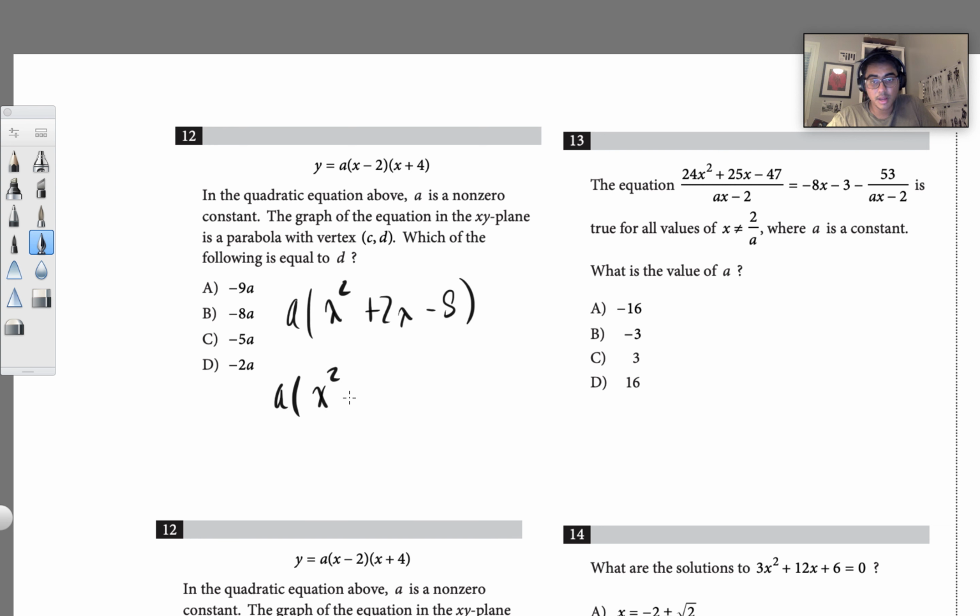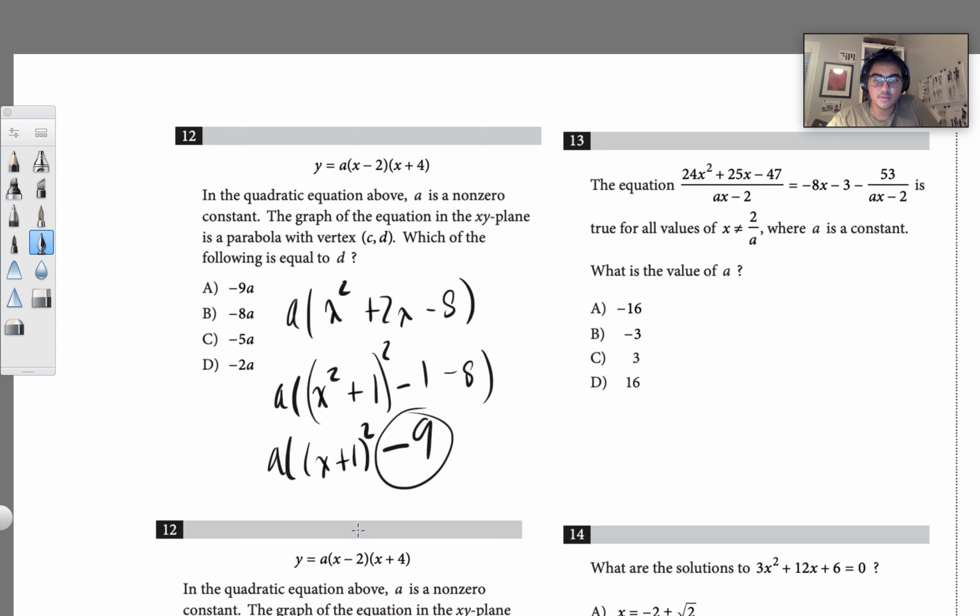So it'll be x squared plus 2x, then plus 1, which is half of b squared, since half of 2 is 1 and 1 squared is 1, so plus 1 minus 1 minus 8, all times a. We put the brackets around here and put the squared here. So it'll be a times (x plus 1) squared minus 9. So we found the y value of the vertex because we put this into vertex form, but it's negative 9a because of the a coefficient over here.